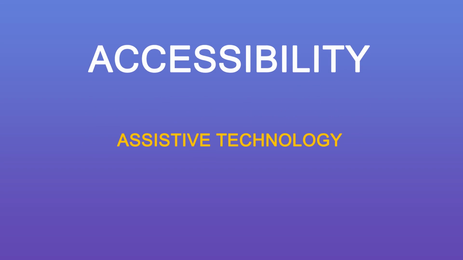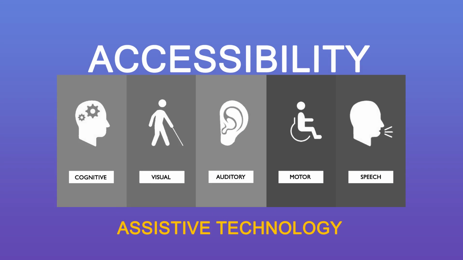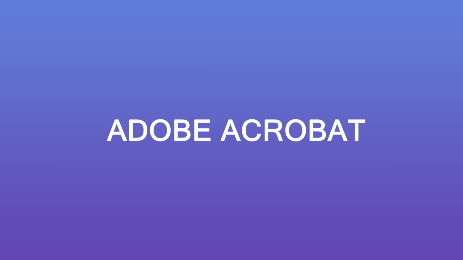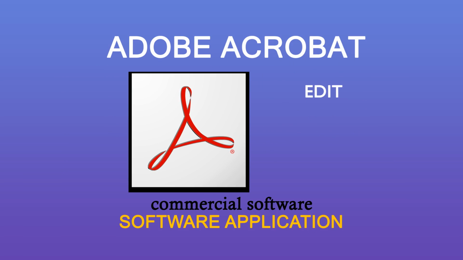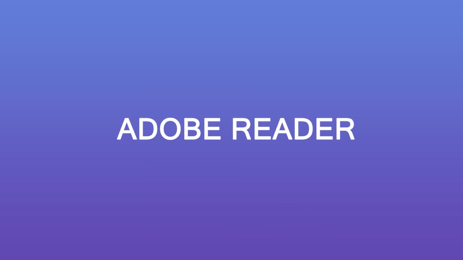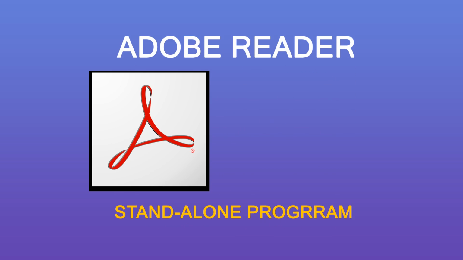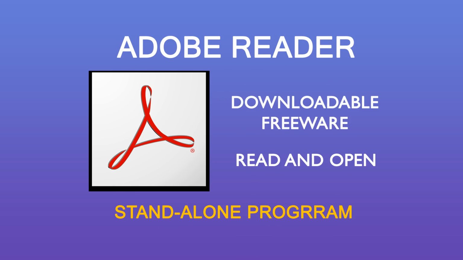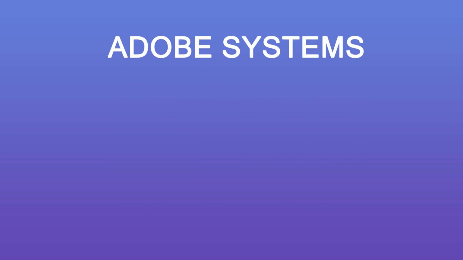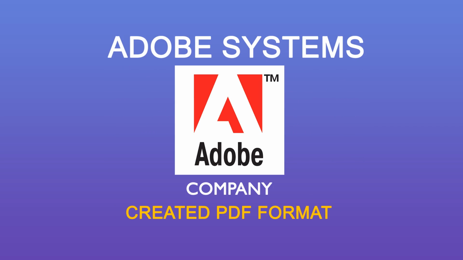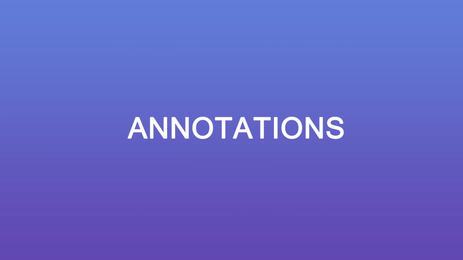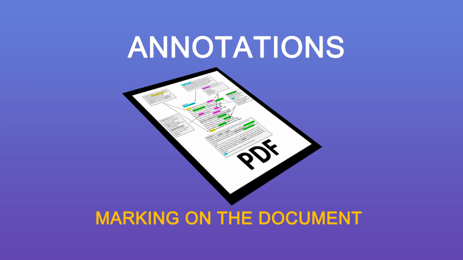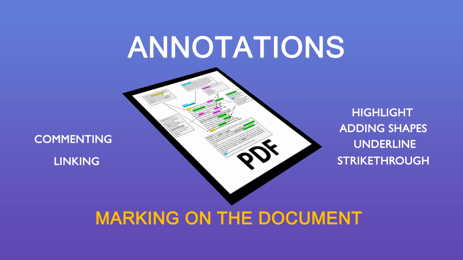Accessibility. Technology created specifically for those impaired. Adobe Acrobat. An application that allows users to edit, modify, convert, and to read the file format. Adobe Reader. A program that can be downloaded to read and open PDF files. Adobe Systems, a company that created the PDF format in 1993.